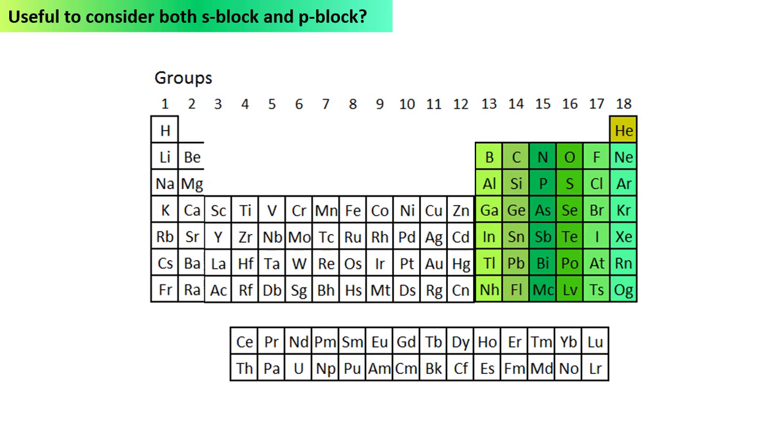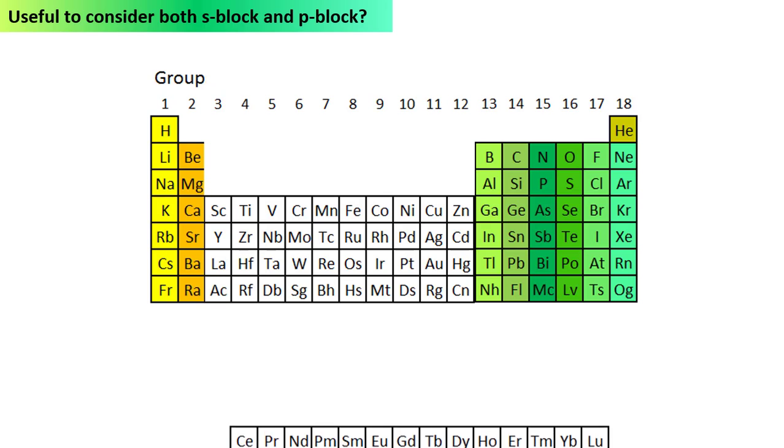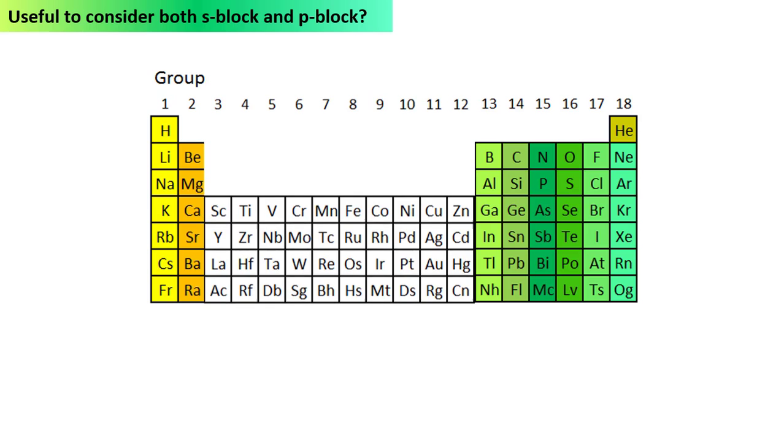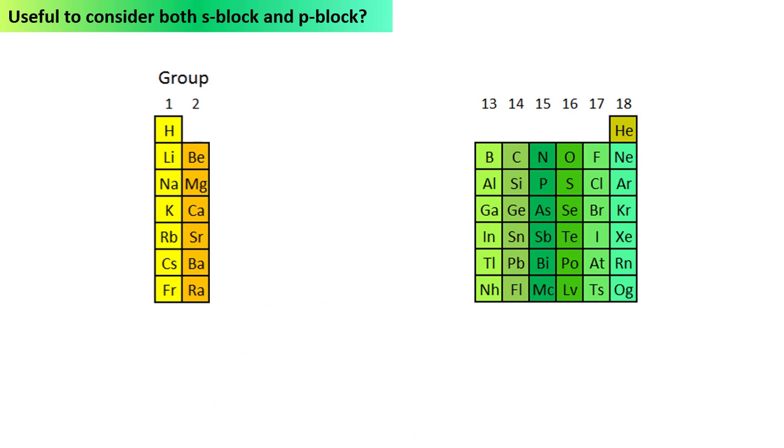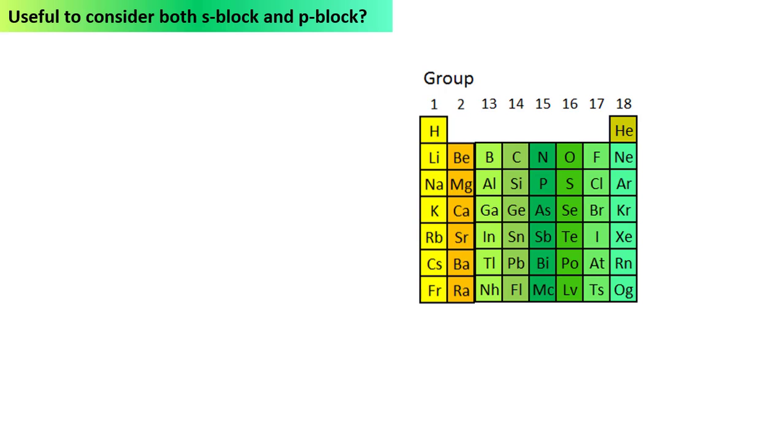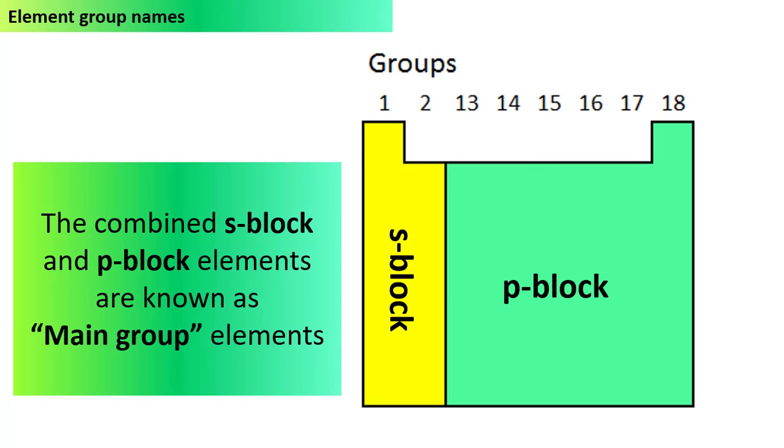Actually, sometimes it's quite useful to consider the elements in the S block and the P block together, taking out the inner and the outer transition metal elements and rejoining up the S and P blocks. We get what is known as the main group elements. These are exactly the 8 columns of Mendeleev's original periodic table.